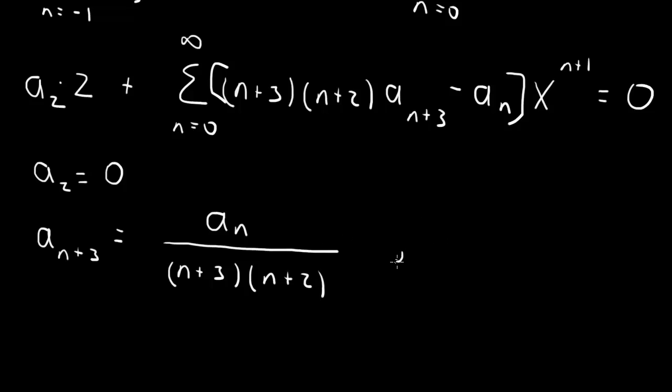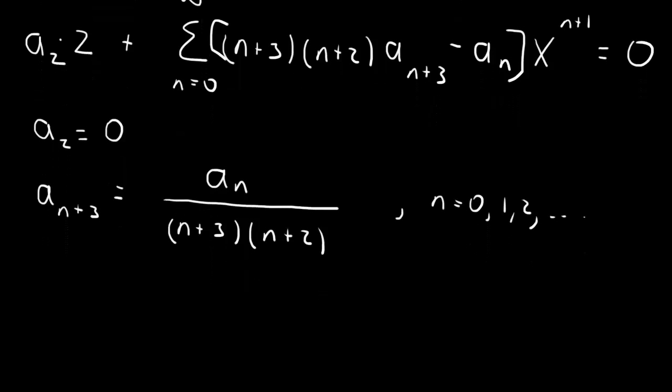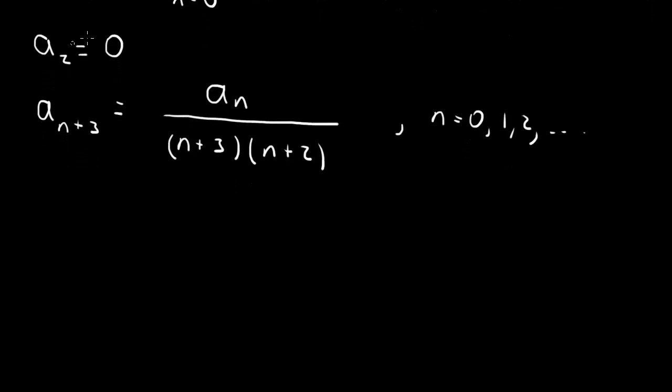Right? And that one is only valid for n equals 0, 1, 2, etc. Okay, that's called the recursion relation. So now we have these two equations, a2 equals 0 and the recursion relation. We want to determine all of the a's. Typically there will be two free a's that we cannot determine. So let's see, how does this recursion relation work?